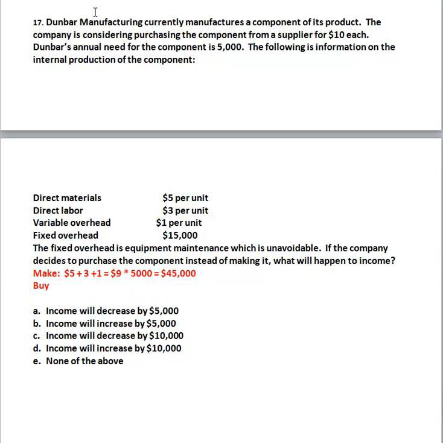To buy, the cost to purchase is $10 a piece. We'd obviously have to purchase 5,000. That's going to give you a cost of $50,000. So again, to see if it's an increase or decrease, you just have to read the question. If the company decides to purchase instead of make, okay, so right now we're making, right now our relevant cost is 45. If we decide to purchase it, then the relevant cost would be 50. So if the cost is $5,000 higher, that means income will decrease. So your answer on 17 is A.